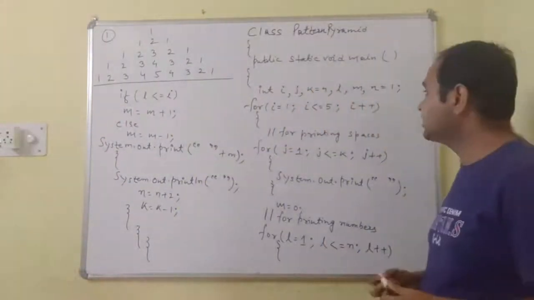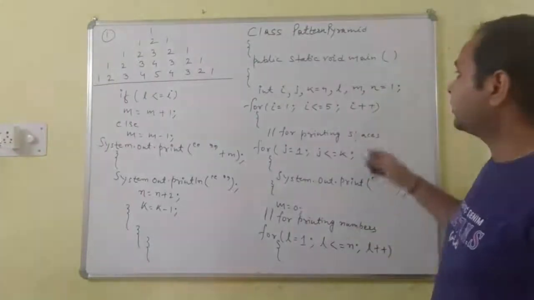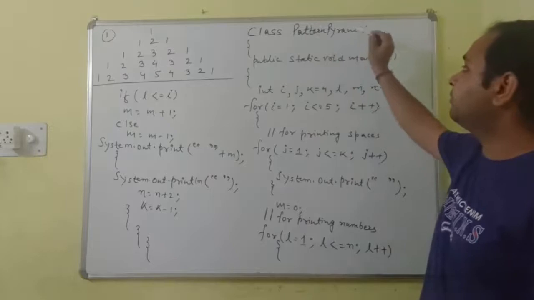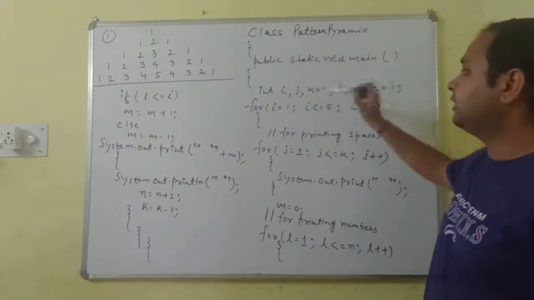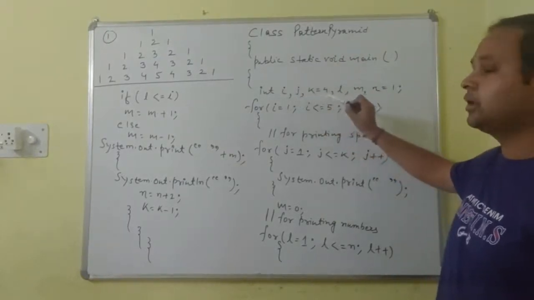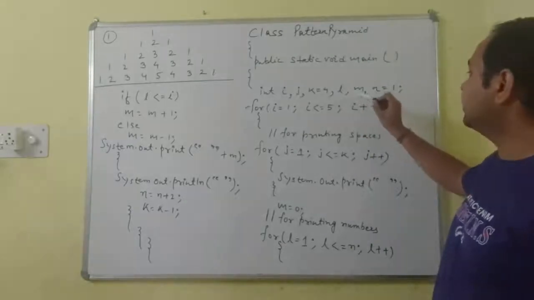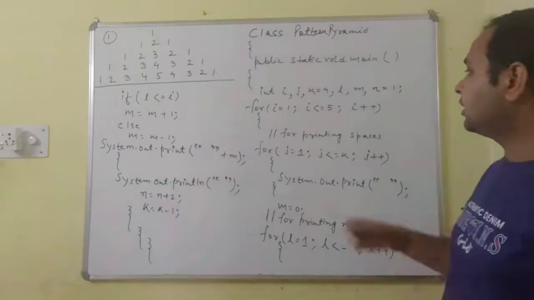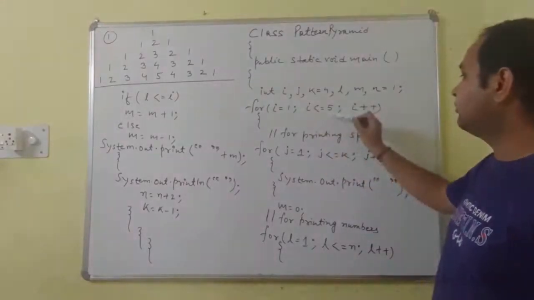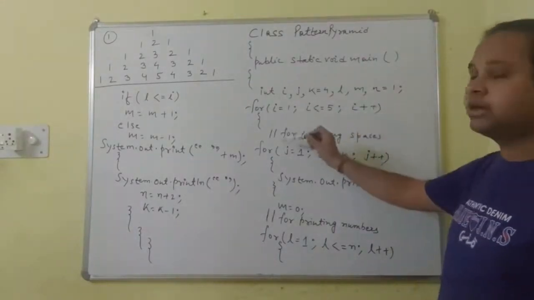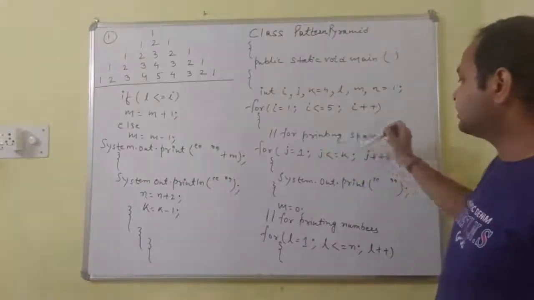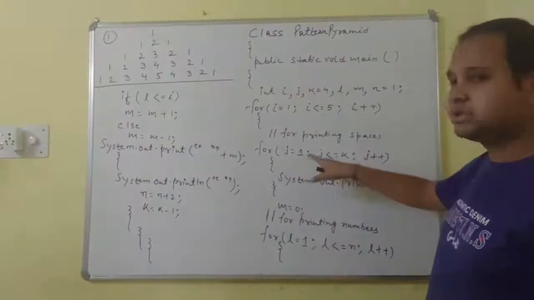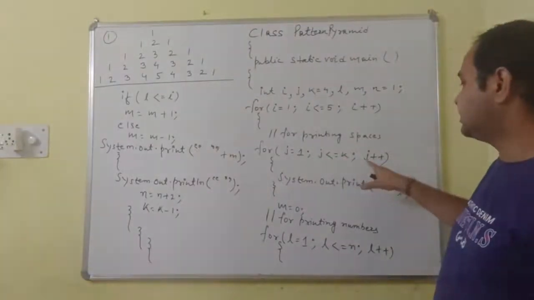Okay. Now I am explaining this program, what I have written in my code. First class pattern pyramid, public static void main, int i, j, k equals 4, l, m, n equals 1 semicolon. For i equals 1, i less than or equal to 5, i plus plus. Then I have given a comment over here for printing the space. Means the first inner loop is used to print the space. For j equals 1, j less than or equal to k, j plus plus.